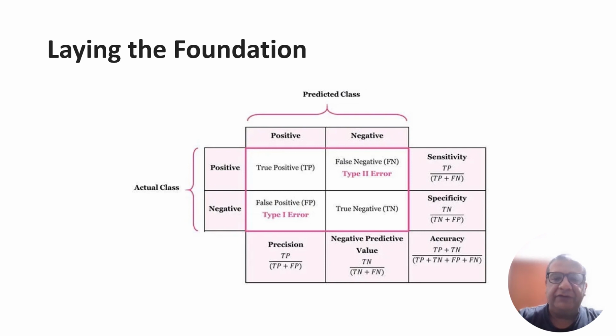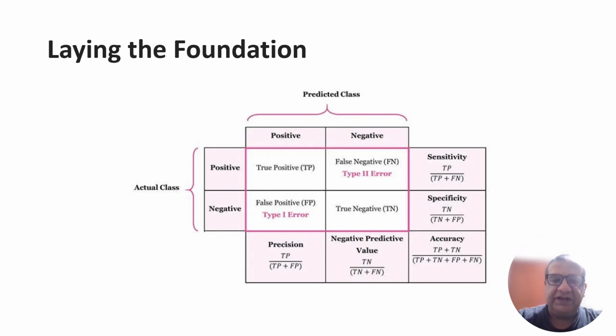So friends, if you have ever heard of a confusion matrix, this is a confusion matrix that I'm showing on my screen, which is the matrix comprising of the actual class and the predicted class. That is, against the actual values, what does the model predict?